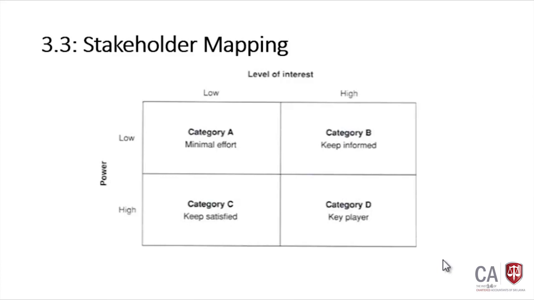Therefore, what should be our strategy? Do we want to put much effort to manage them? We do not want to put much effort. We have to use minimum effort to manage such a group. Then look at the category B.